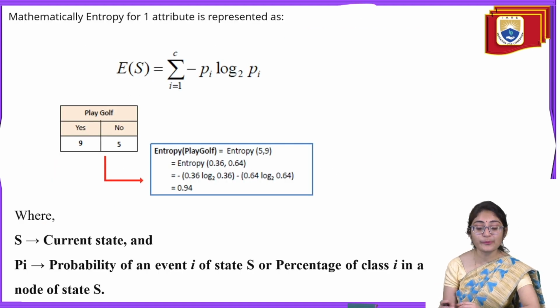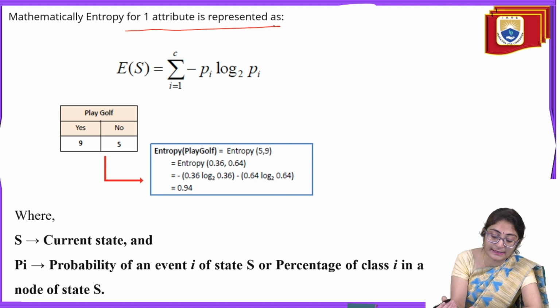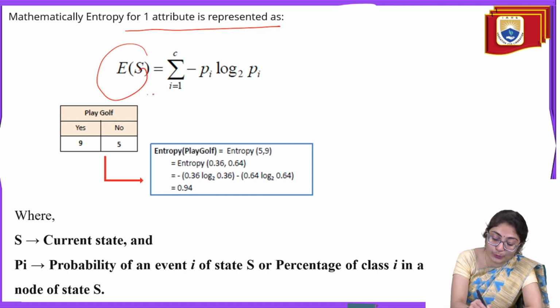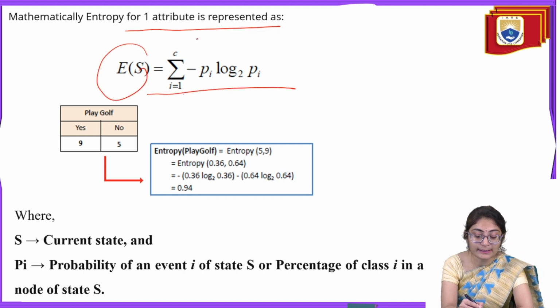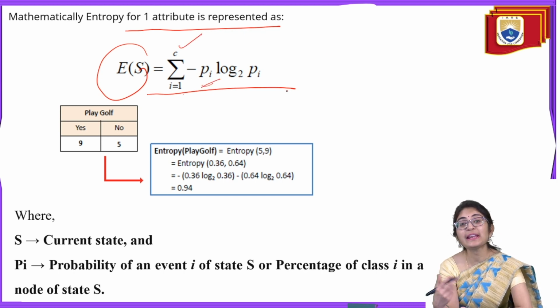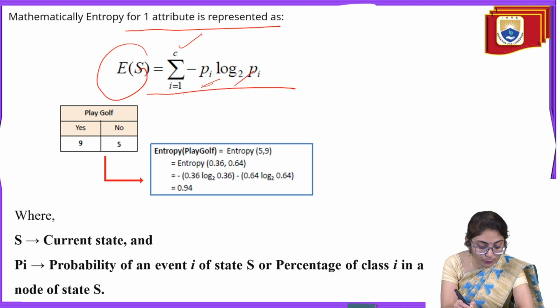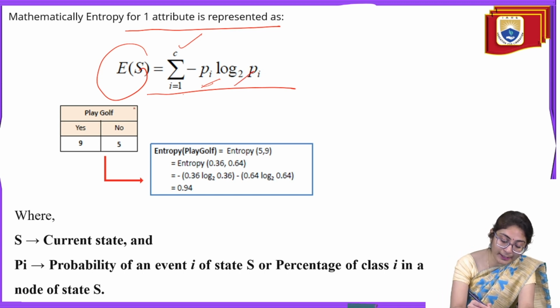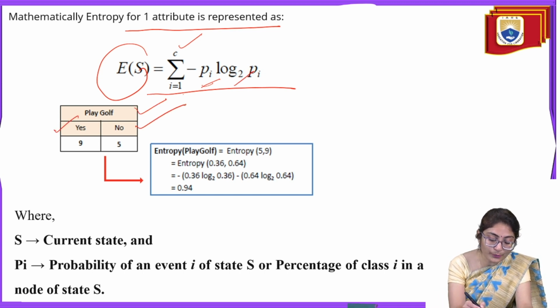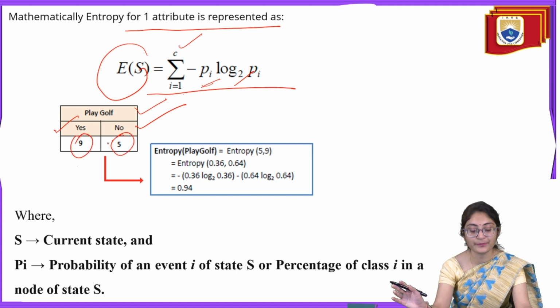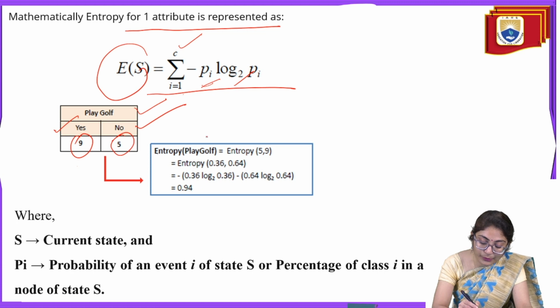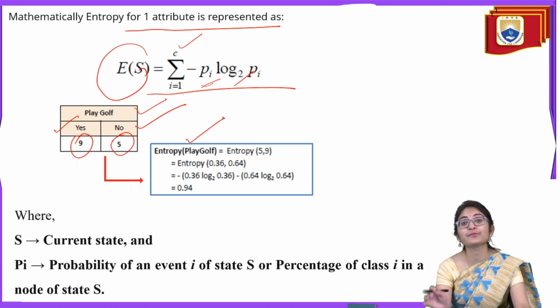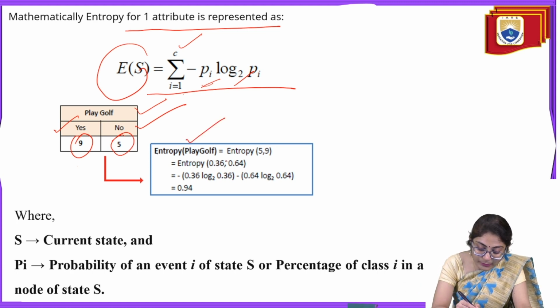Mathematically, entropy for one attribute is represented as E(S) = summation over i = 1 to c of minus p_i log of p_i base 2. So here, play golf, yes or no. The yes value for S is 9, no is 5. And here we have to find the entropy of play golf, with the values 5 and 9.